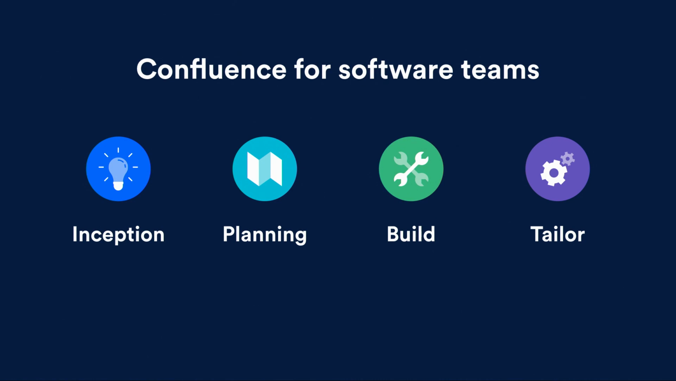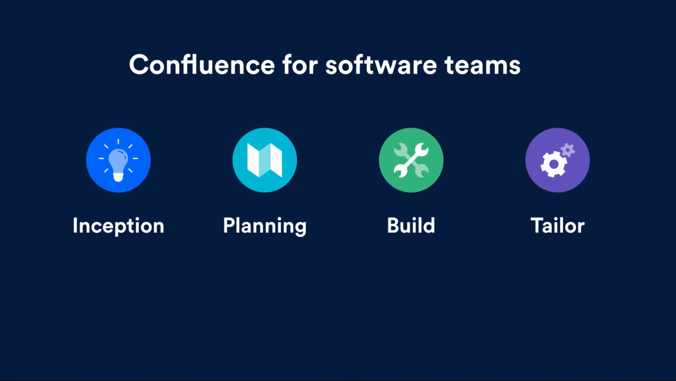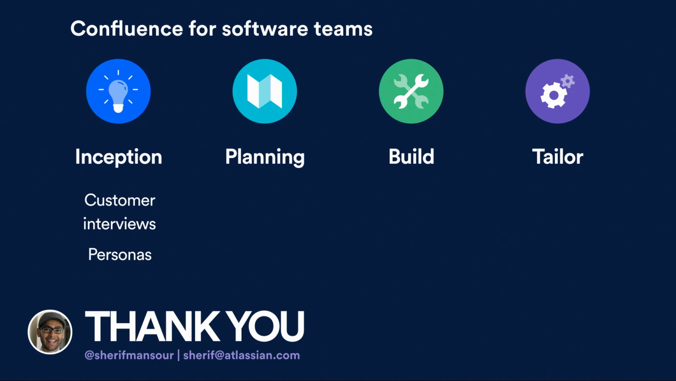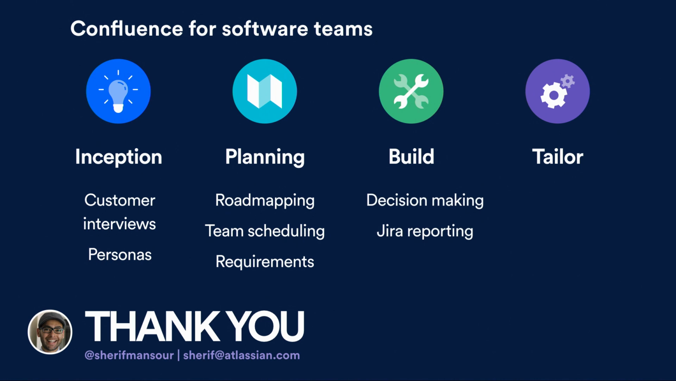So that's it from me for Confluence for Software Teams. We covered a lot of things here. So for the planning phase, try out customer interviews. That was a custom template, and personas as well, if you can go learn more about them. For the planning phase, use the roadmap macro if you haven't seen that already. If you haven't tried team calendars to schedule your team, give that a go. And don't forget the best use case Confluence is for is really requirements and getting your team aligned.